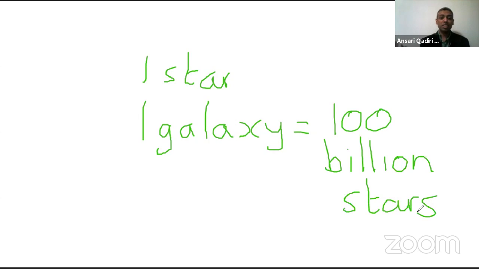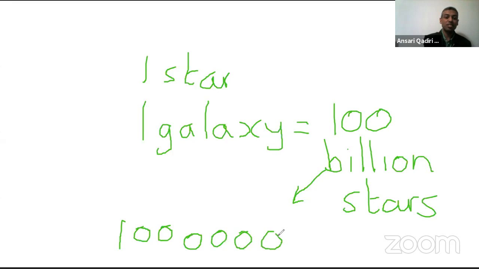To understand what this billion is, if we write 100 and then the billion, we have to put 9 zeros. So million has 6 zeros and then billion. So this amount of stars is just in one galaxy, just in one galaxy.